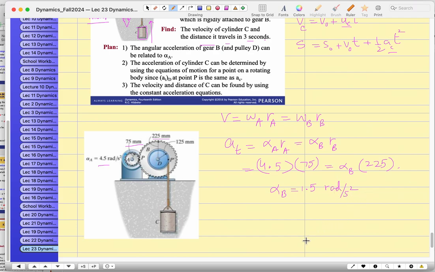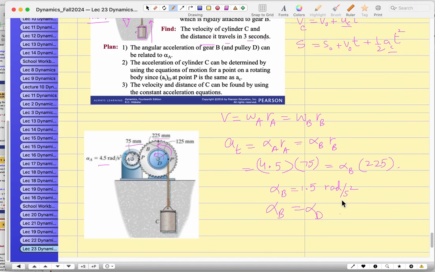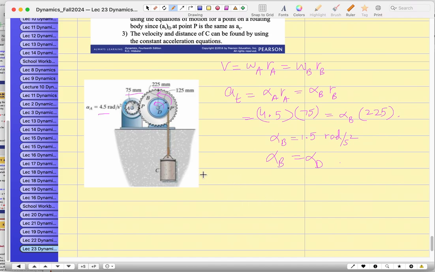radians per second squared. And when B is rotating this way, the disc or the pulley is also rigidly fixed with gear B. So alpha B is the same as alpha D. And you know that acceleration equals alpha B R sub B equals alpha D R sub D. And R for this disc is 125.